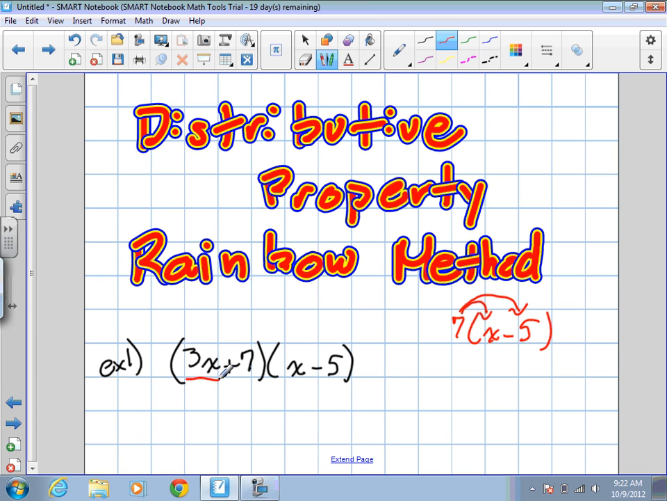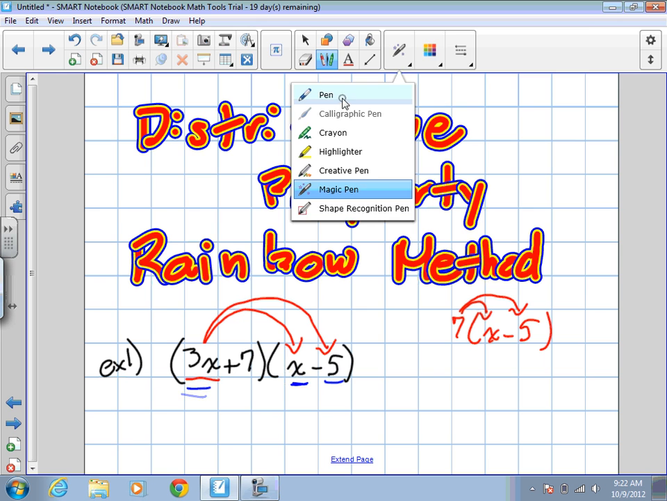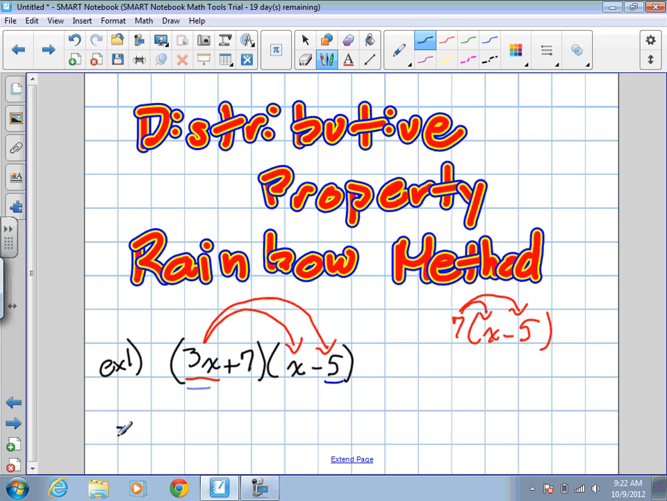So 3x being the first term. We call it a rainbow method because essentially we're creating a rainbow to go over. But it is distributive property. We're going to multiply the 3x times x and times negative 5. These are also the exact same things as the first terms and the outside terms, if you notice. Okay? So, instead of having to color code it and everything like that, I'm just going to kind of go through this. What would 3x times x be? 3x squared. Okay? And what would 3x times negative 5 be?